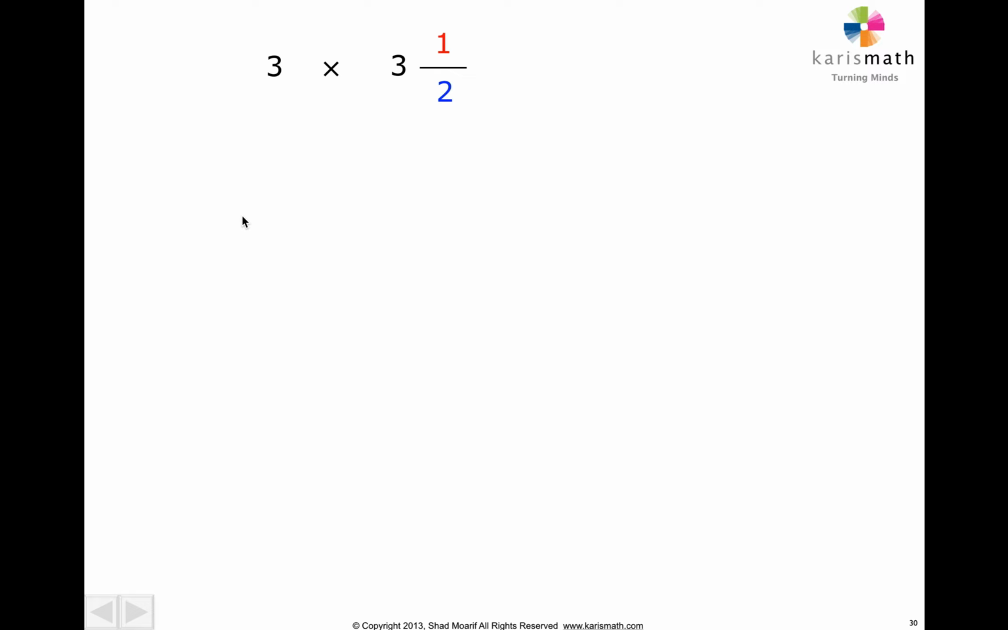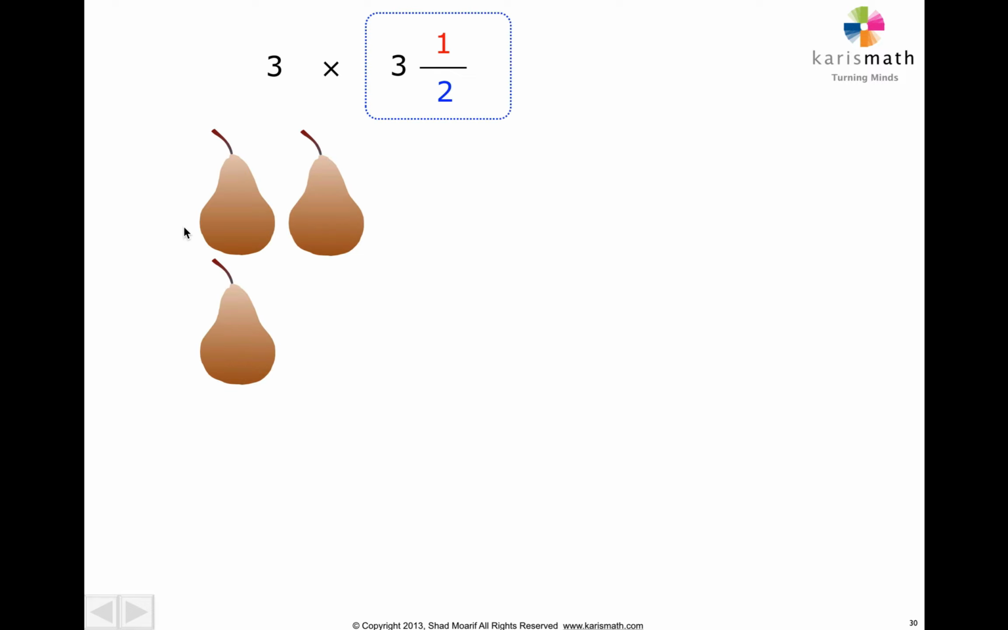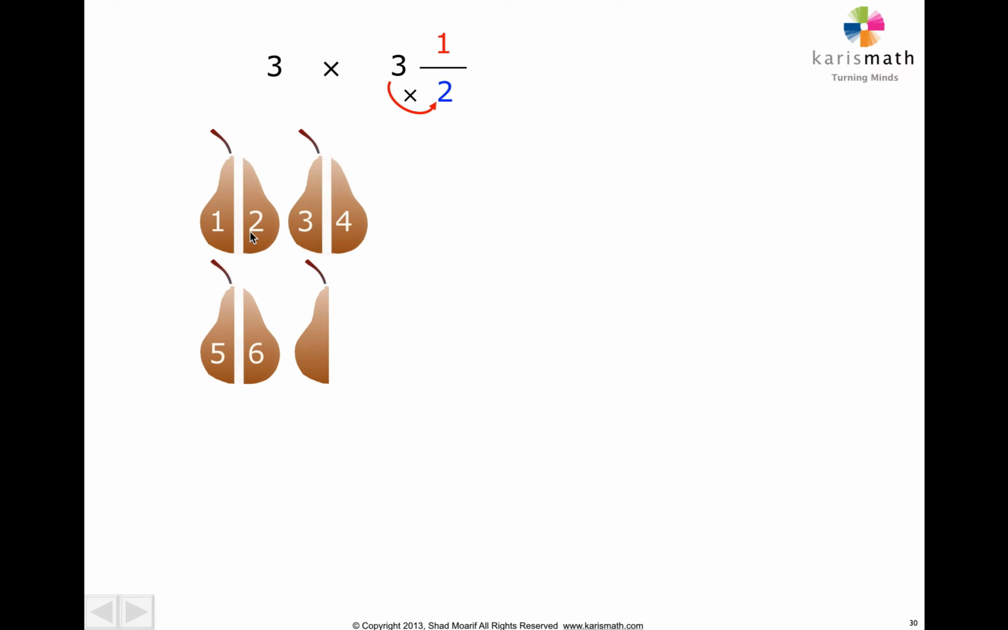So 3 times 3 1/2. Well, let's take 3 1/2. 3 times 3 1/2. Repeat this how many times? So break this into halves like that. 1, 2, 3, 4, 5, 6. And one more, which is 7. So we add one more, we get 7. So this is what we get: 7 halves. So instead of writing 3 times 3 1/2, we write 3 times 7 halves.